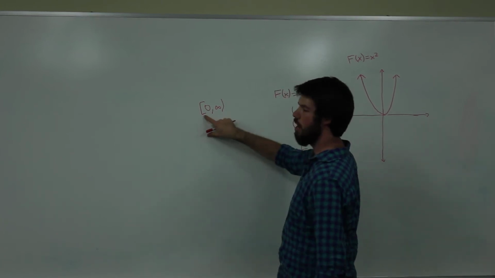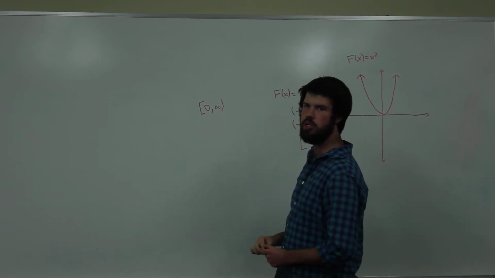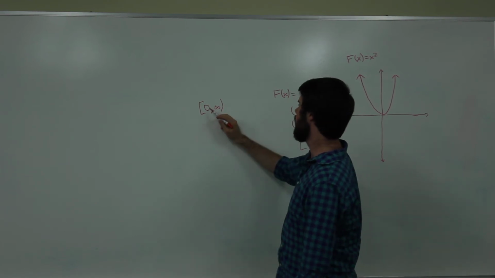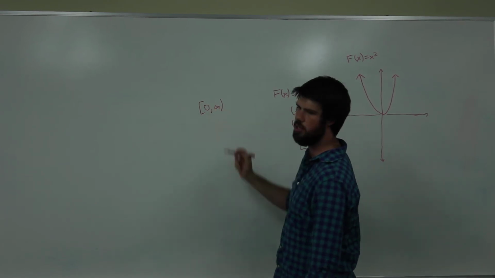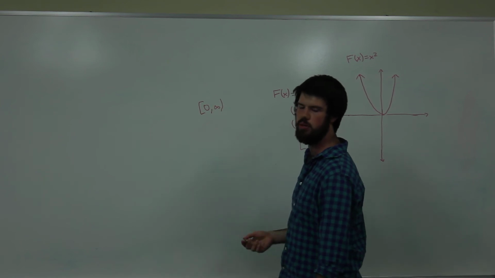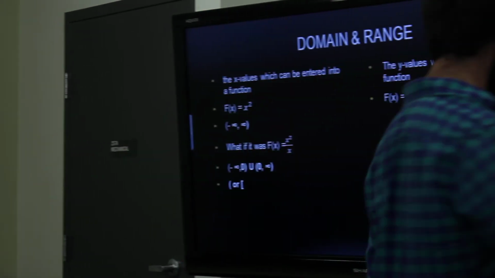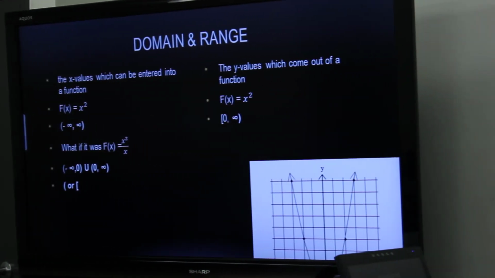And we have the bracket with the 0 because we know we could plug in 0 for the x value here. And so we would have to include that 0 because 0 times 0 is 0. So we see we get that right.